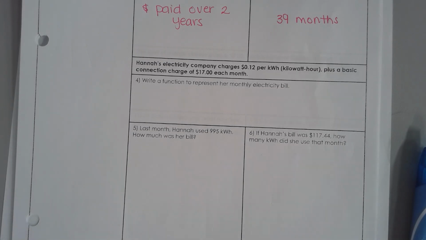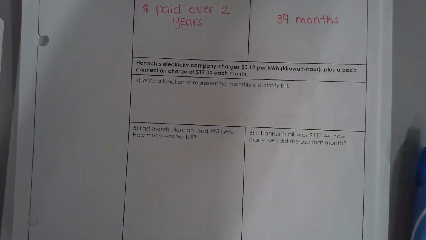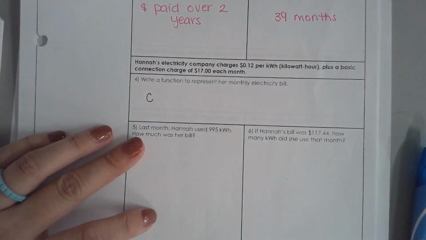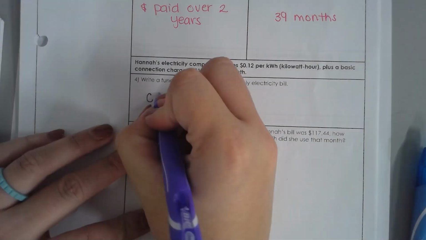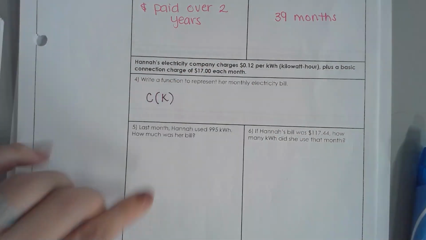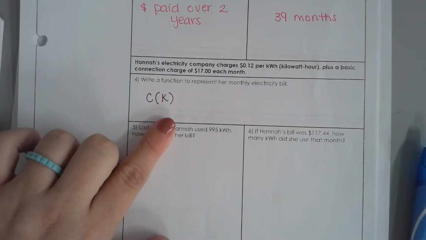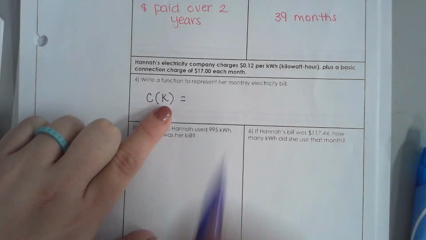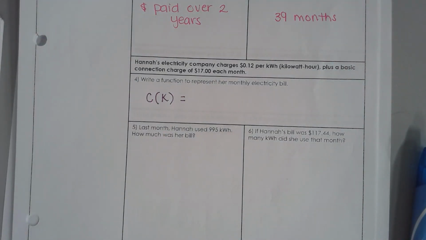Even though it says each month, our equation is for a month. So we're not going to use M for months in there anywhere. So you might want to use C for cost, whatever. B for bill. E for electricity, whatever. The cost, but it's based on the kilowatt hours. So we're going to use K. So the cost is based on the kilowatt hours, and that's equal to what?